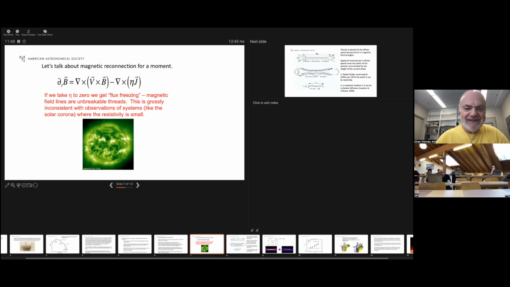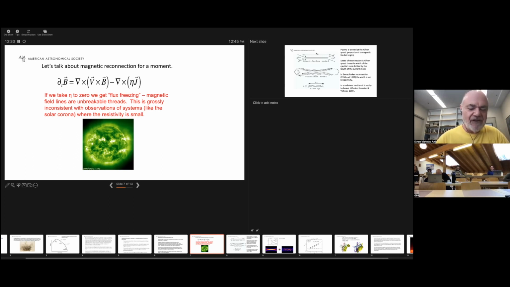Certainly the resistivity that enters into that term is small compared to the natural dimensions of the system, although the gradient of the current diverges as you go to small scales, so you can get interesting effects. Anyhow, if we imagine that the resistivity is exactly 0, which people do at the beginning of every semester in every class on MHD that's taught in physics and astronomy departments, you conclude that you have flux freezing.